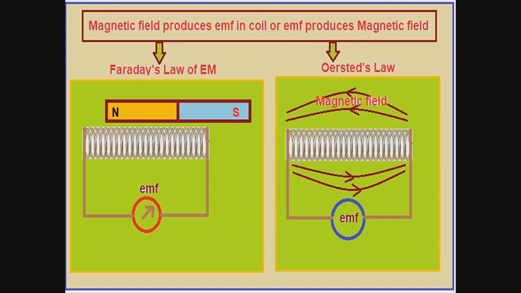Electromagnetic induction: whenever there is a change in magnetic flux associated with a coil, an electromotive force, that is EMF, is produced or generated in the coil. Electromotive force is nothing but the electricity generated in the coil. And this is Faraday's law of electromagnetic induction.